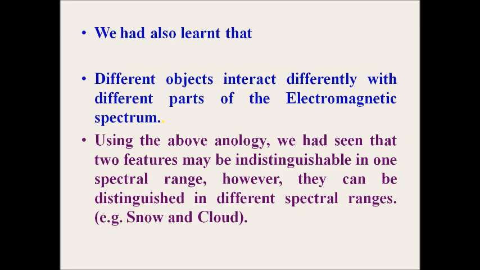We had also learned that the different objects interact differently with the different parts of the electromagnetic spectrum, and using this analogy we are able to distinguish between some of the features which otherwise are indistinguishable in a particular wave band, but they can be differentiated in case we view them in different wavelengths or wave bands.